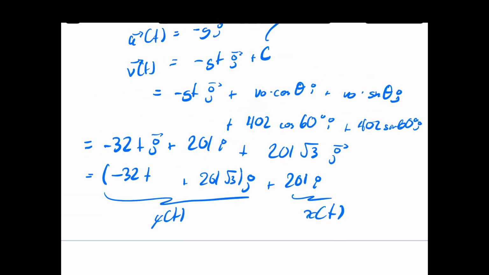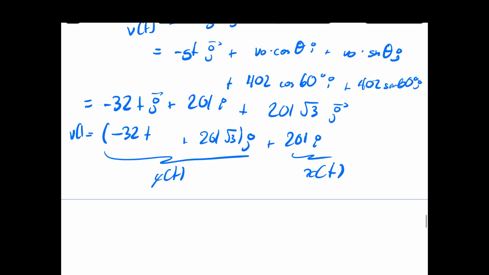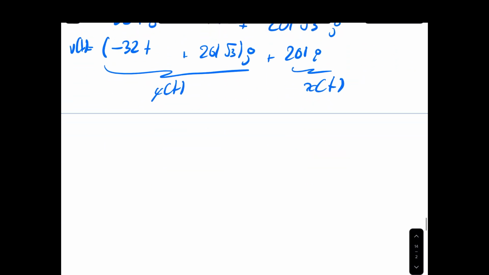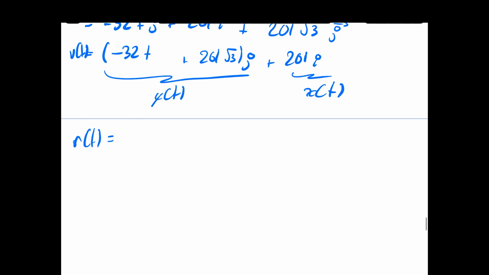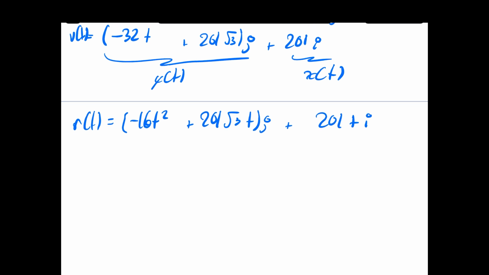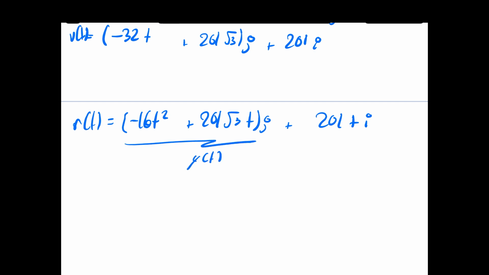They're asking you for the parametric equations of the projectile's trajectory, and so this is v at t, but for the trajectory of it, you want r at t, which is just the integral of this. And so taking the integral, we're going to have -16 t squared plus 201 √3 t j plus 201 ti. And sorry for that. This is your y at t. This is your x at t.